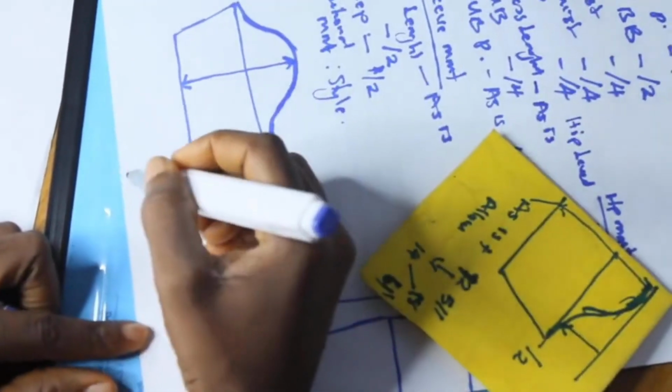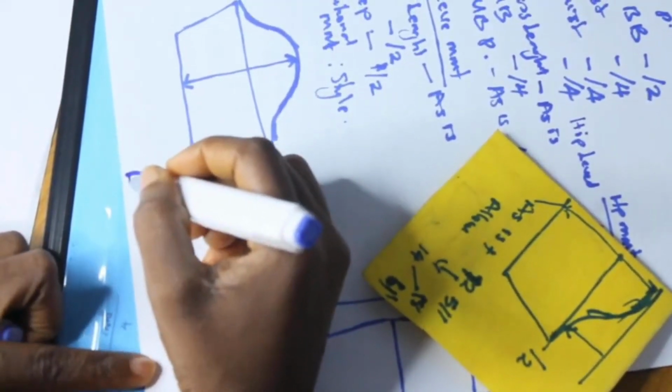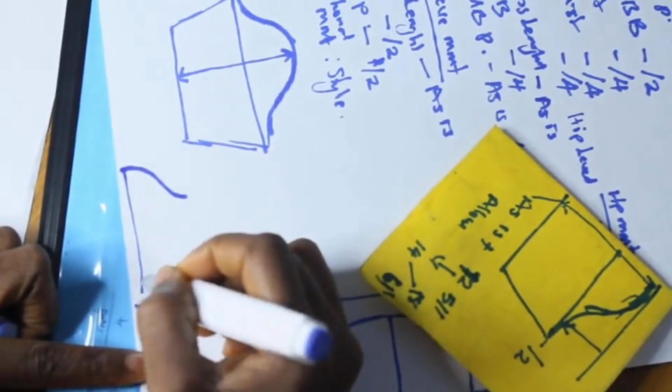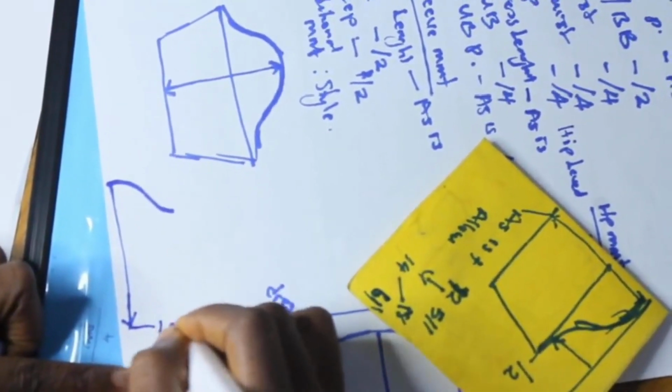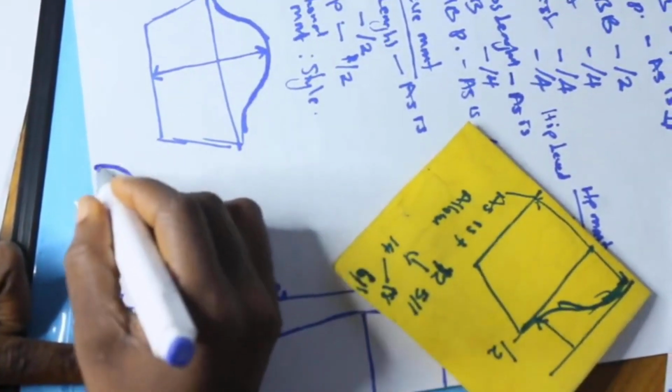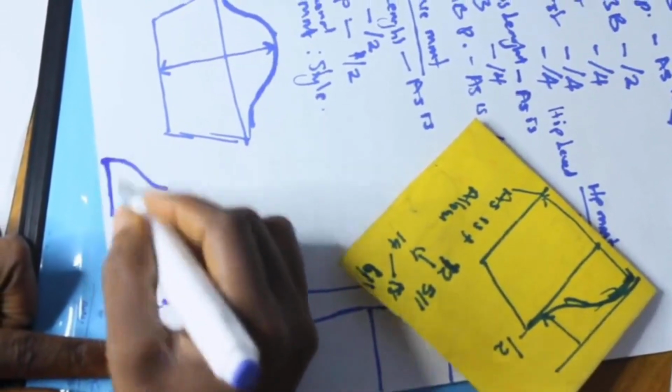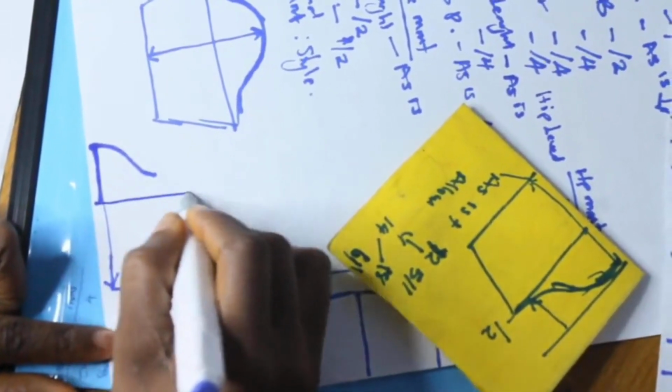You first of all get the length of the sleeve. First of all, you have that. This is your length. Then you measure from here down. Let's say if it's a size 12, you measure from this top down 5 inches, you mark it.